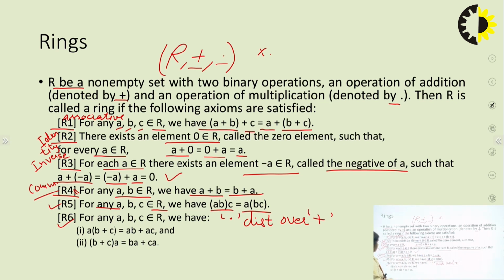What does it mean? It means distribution of multiplication over addition. It means A into B plus C should be AB plus AC. And if we take the right hand side, this is the right distribution. B plus C into A is equal to BA plus CA.